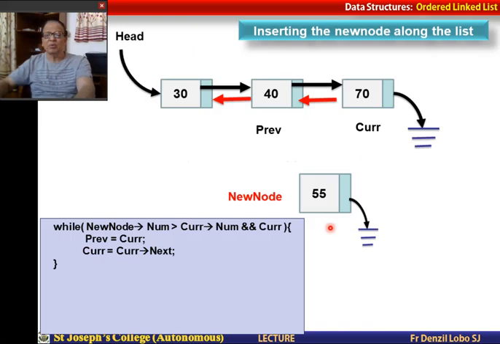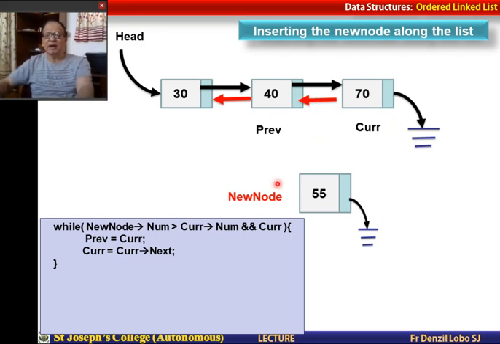I'll show you pictorially here. So I have got a new node which contains 55. I ask this question, is 55 greater than 30? Yes. Therefore this becomes previous, this becomes current. Again I ask the question, is 55 greater than 40? Yes. This becomes previous, this becomes current. So I am here now. It doesn't go forward, it stops there. Now I have to link this new node between previous and current. So I have traversed and I have come to this position.